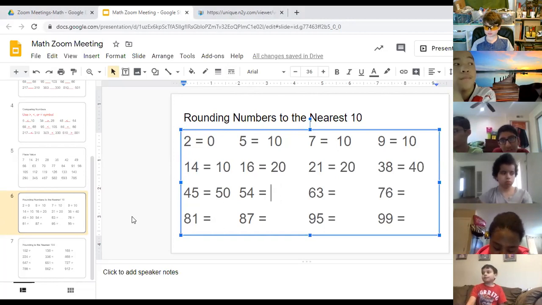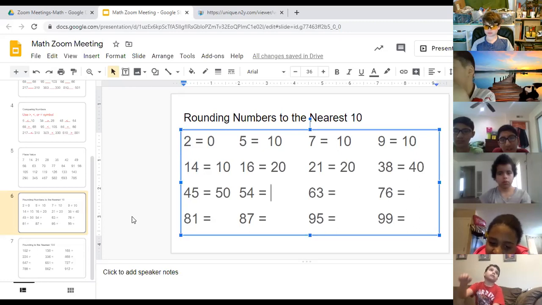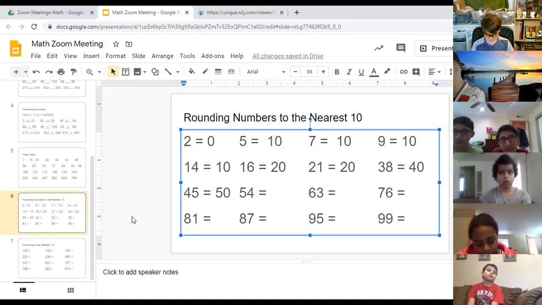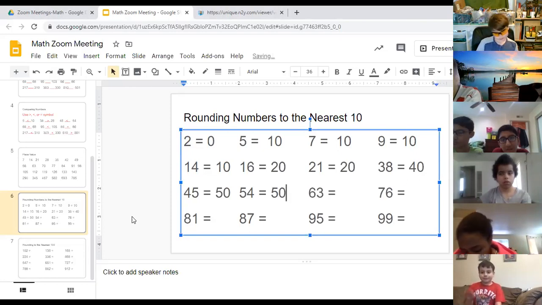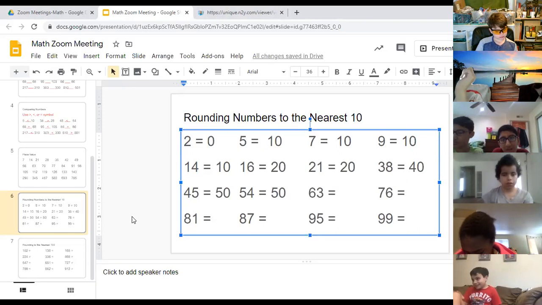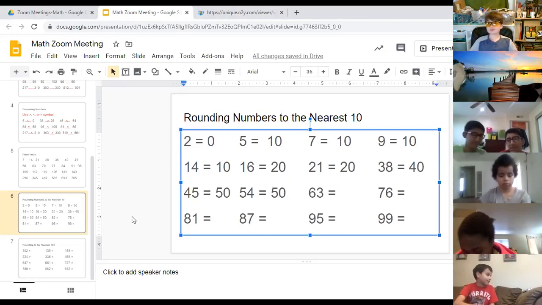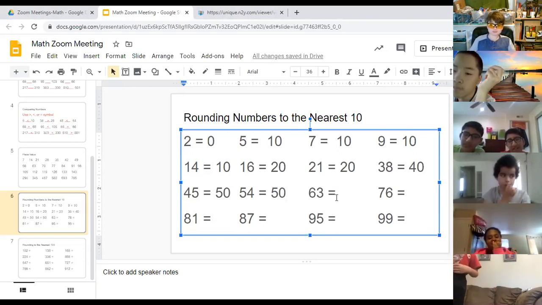50. Can you make it louder, my dear? 50. Very good. Why? Because 54 is closer to 50 than 60. Remember, 54 is below the halfway point 55, right? So since it's below the halfway point, we round down. So what happens to 54? When we round to the nearest 10, it becomes 50. Okay? Next.